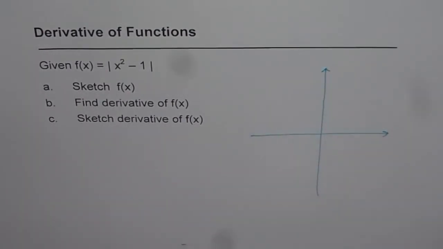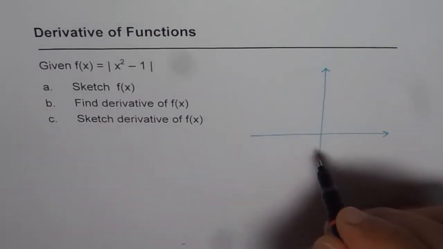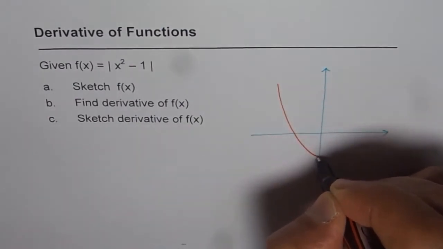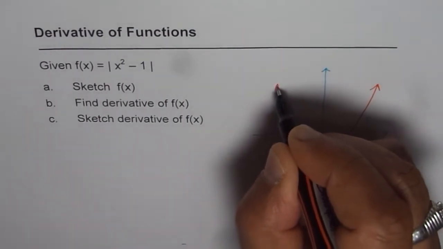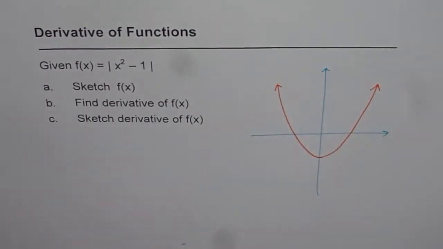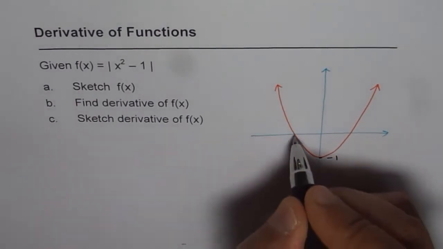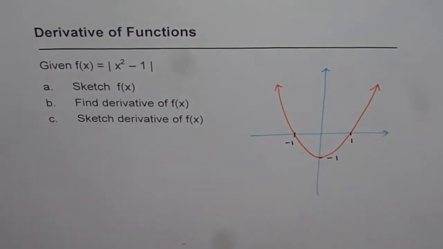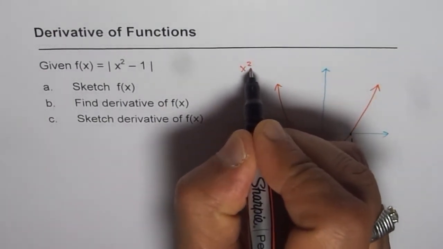Now, x squared is a parabola which is shifted one unit down. So we can just draw a parabola which is shifted one unit down, right? So that becomes a parabola. Now here the vertex should be at minus 1 and these intercepts are at minus 1 and plus 1, and that is the parabola which is x squared minus 1.